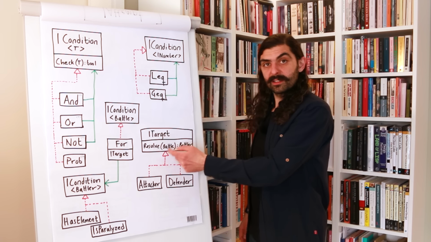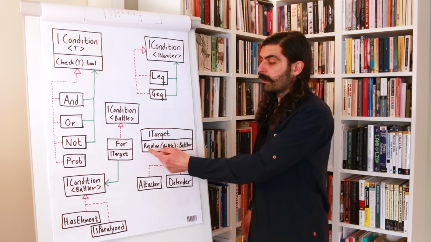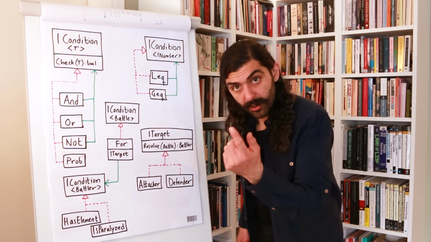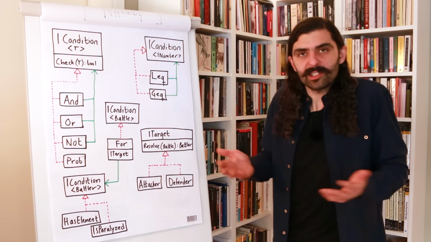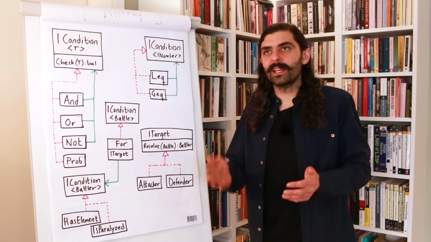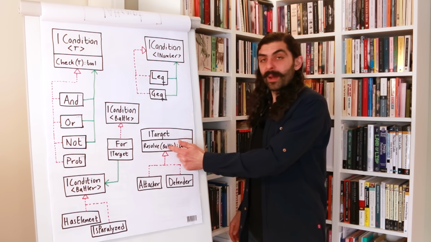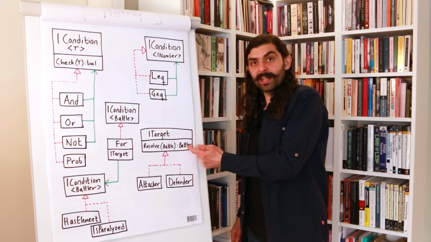The supertype iTarget says that in order to be an iTarget, you have to have one method called resolve. The resolve method takes a battle, and what it returns is a battler. It's just a selector, a way of selecting one of the two battlers from a given battle. So when we're passed the battle in, we produce one of the battlers as output.